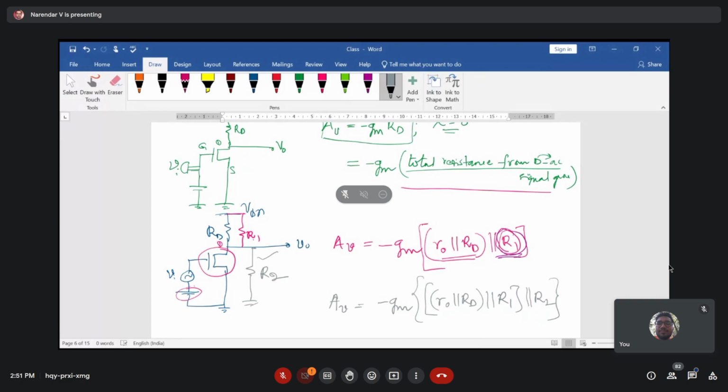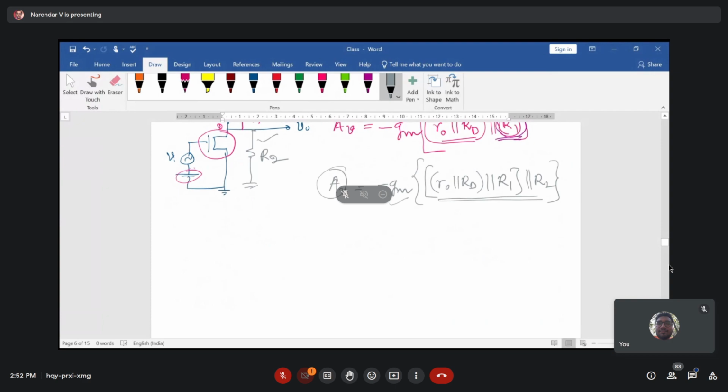So if you neglect the value of R0 here, then it is RD parallel with R1 parallel with R2. Otherwise, all four resistors are going in parallel, and if you calculate the resistance of all four resistors, then multiply with GM and the negative sign, you will get the gain of the amplifier for a resistive load circuit. This is the kind of analysis when components are added along with the existing circuitry. Let's take a simple numerical example and analyze this configuration.